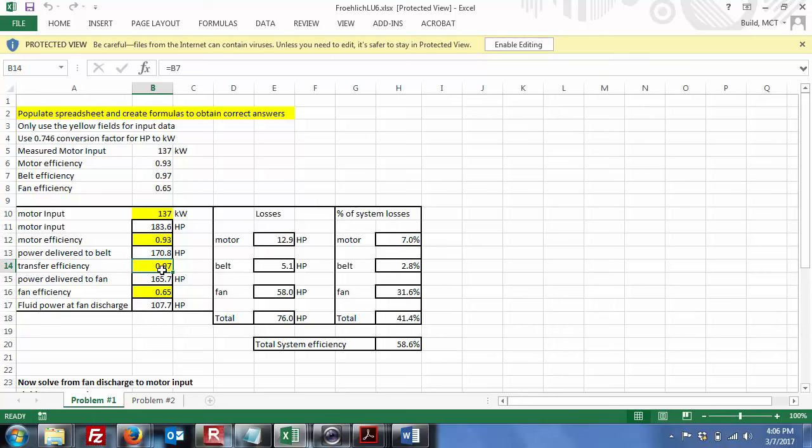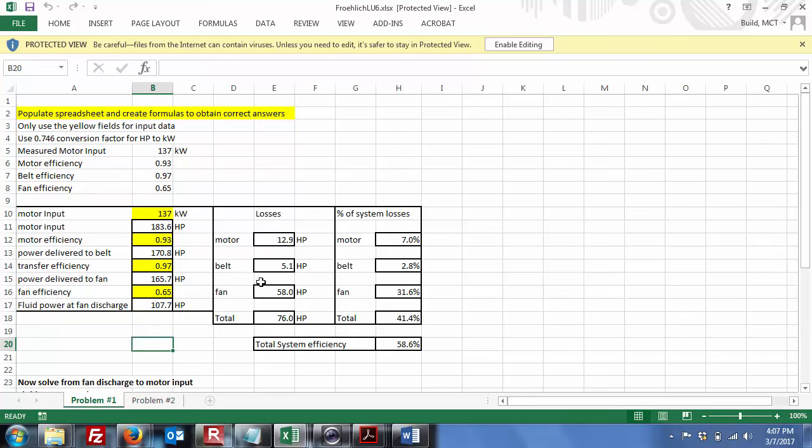The transfer efficiency of the belt itself, and where's that going? Well, a little bit of friction, maybe a little bit of noise. So the belt itself is relatively efficient. So now you're down to 165.7 horsepower. The fan is less efficient, heat, noise, etc. So by the time we're at the end of the system, we're at 107 horsepower.